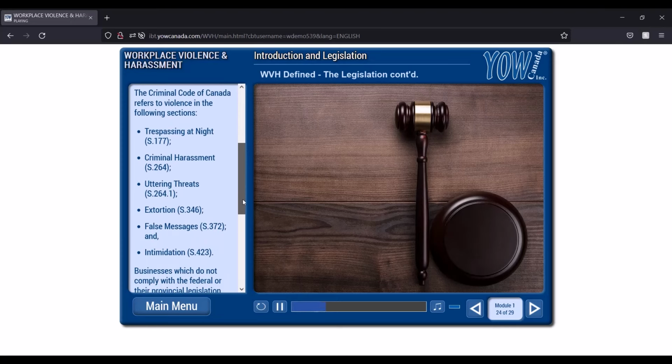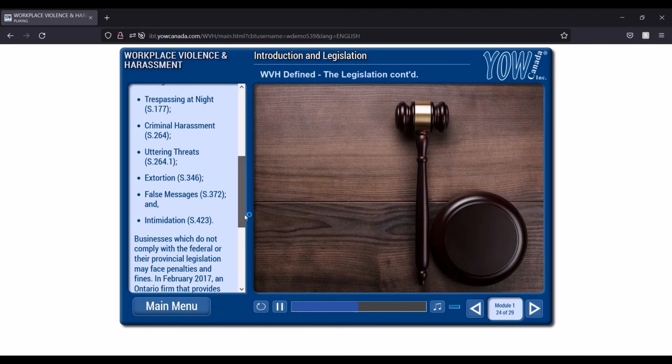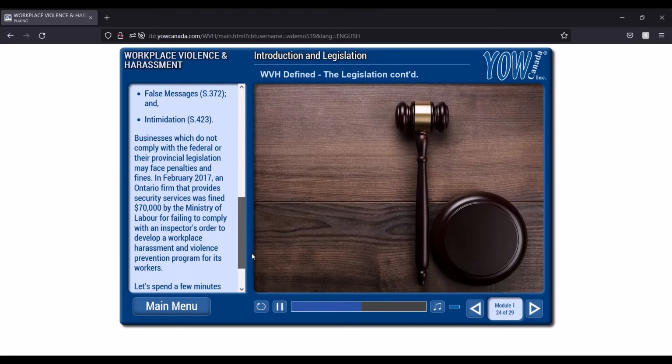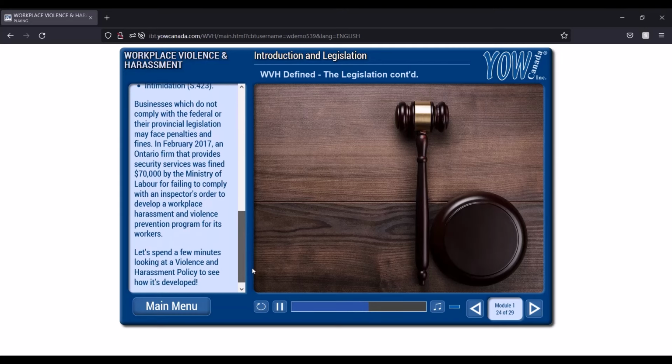The Criminal Code of Canada refers to violence in the following sections: trespassing at night, Section 177; criminal harassment, Section 264; uttering threats, Section 264.1; extortion, Section 346; false messages, Section 372; and intimidation, Section 423.